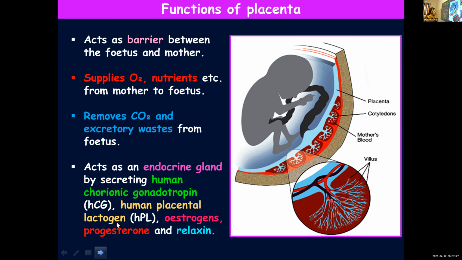Then human placental lactogen. It helps in preparing the breast or the mammary glands for lactation. Okay, once again, it will prepare the mammary glands for lactation. And it will also help in decreasing the mother's use of glucose so that this can be kept aside for the growing embryo or the growing fetus. Then prolactin. Prolactin is not mentioned, that we are going to learn.